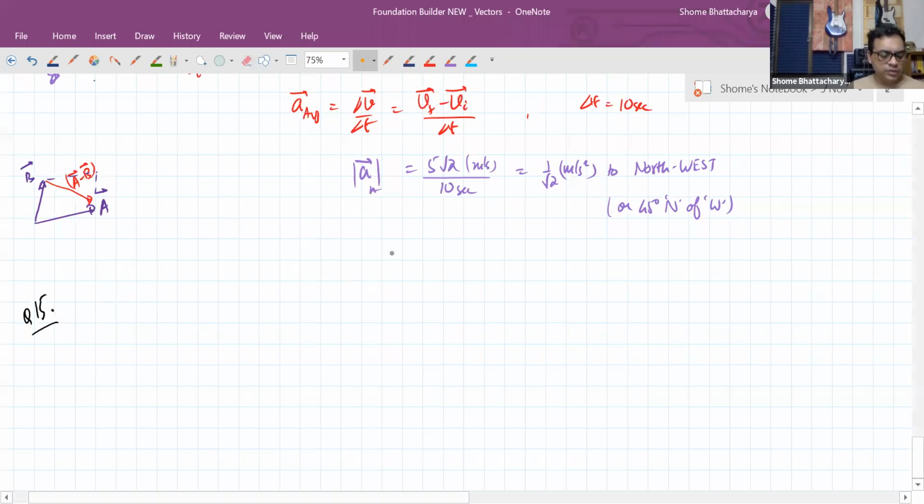Let's come to 15th question then. So it says magnitude of the resultant of two forces 3p and 2p is r. Okay. So let's say force F1 is of magnitude 3p.